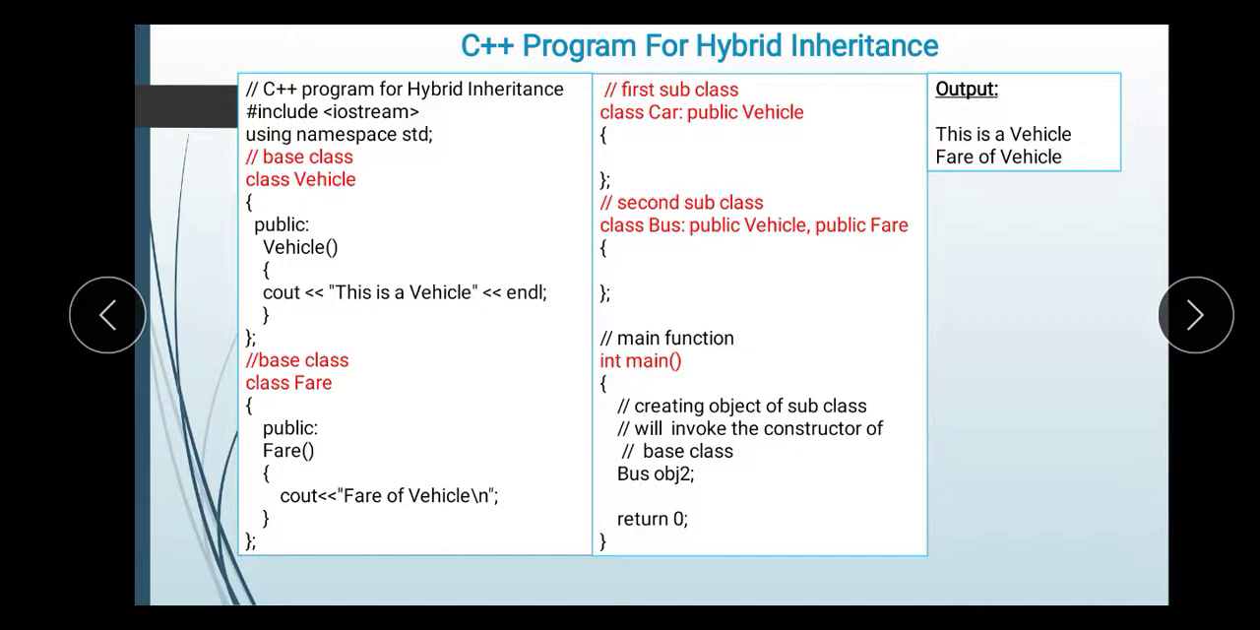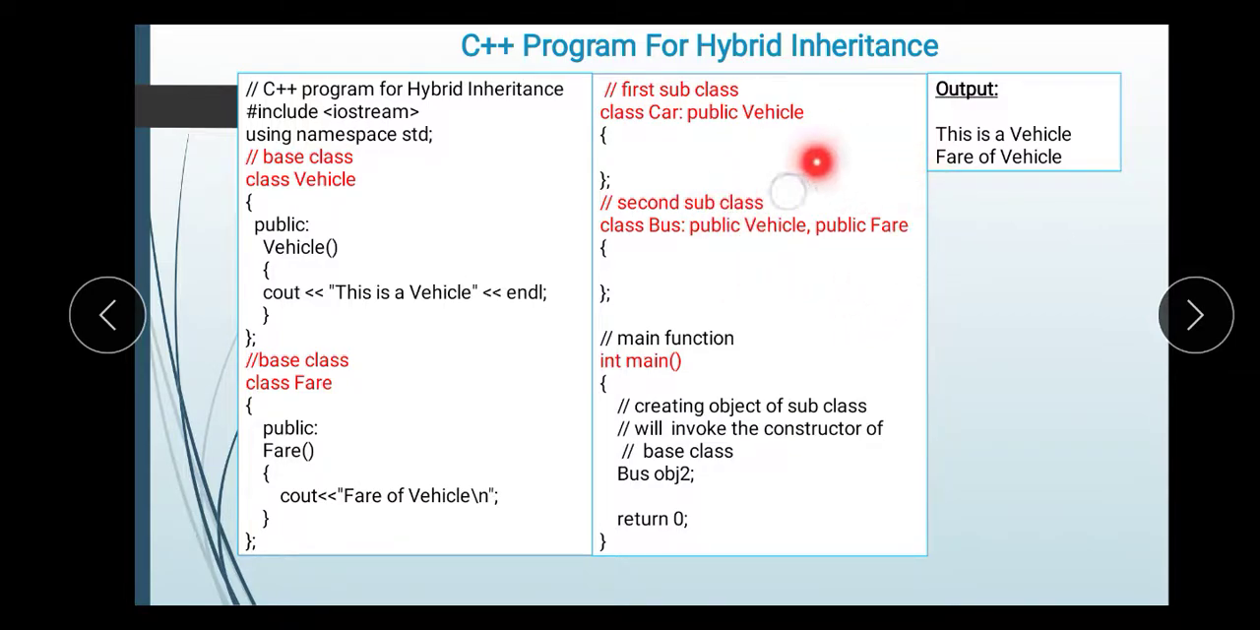Here we have a base class Vehicle, with a single public member function, Vehicle. We have another base class, class Fare, with a single member function, Fare. We can say this is a constructor also, because this function name is the same as the class name, which displays the output "Fare of vehicle". And we have a first derived class, Car, which inherits the base class Vehicle publicly. And this is another derived class, Bus, which inherits the Vehicle class as well as the Fare class publicly.